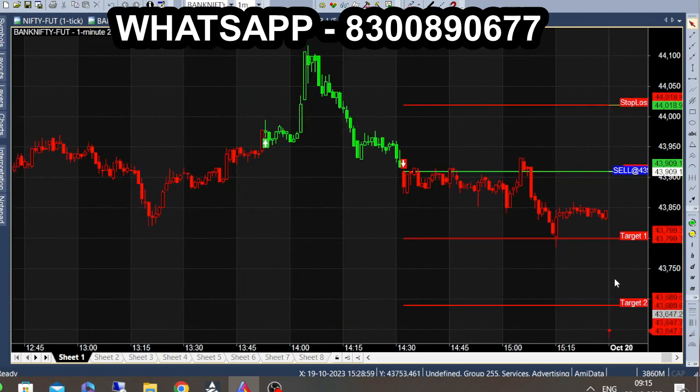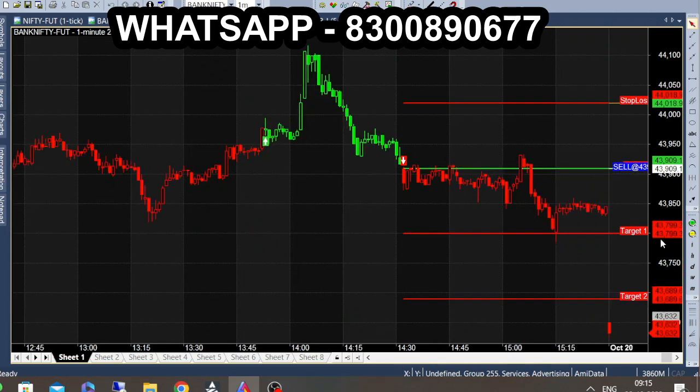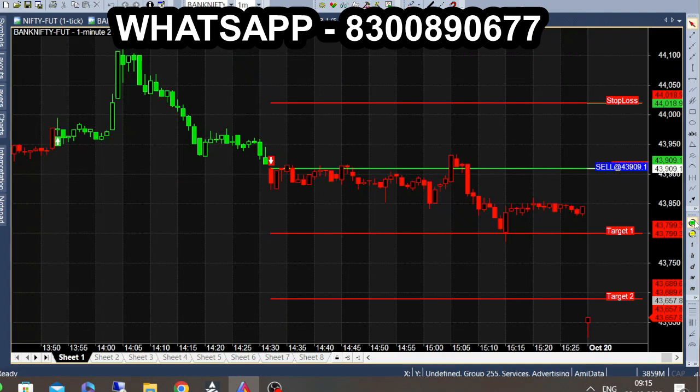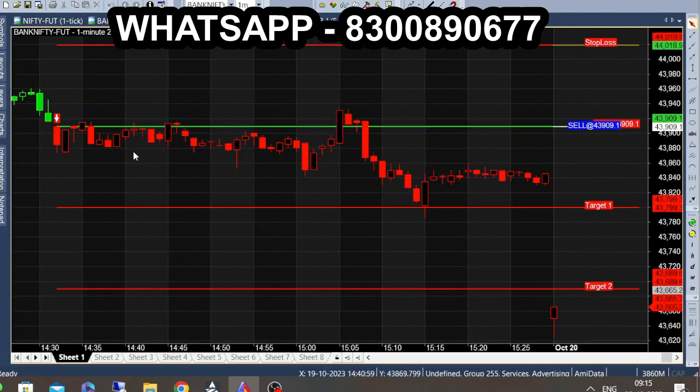October 20, Friday market open. It's a gap down opening. The previous day's sell call was generated at 2:30 at 43,909. That is our entry point line. And yesterday closed at the first target range.